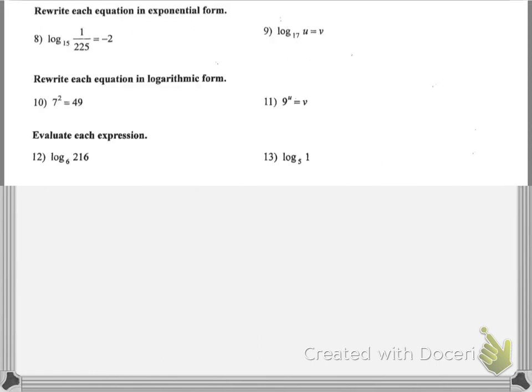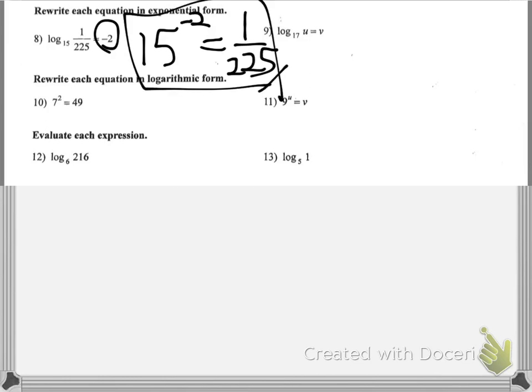Looking good. Okay, next deal. Rewrite each equation in exponential form. Okay, so if I saw this one in exponent form, that's a log base 15, so we're talking 15 to the this power, so 15 to the minus 2 equals 1 over 225. That's what we're talking about, putting in exponent form. And then on number 9, same idea. We have a 7 to the v power equals u. That's all we're looking for.